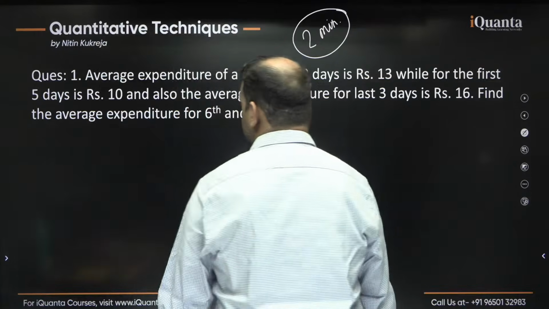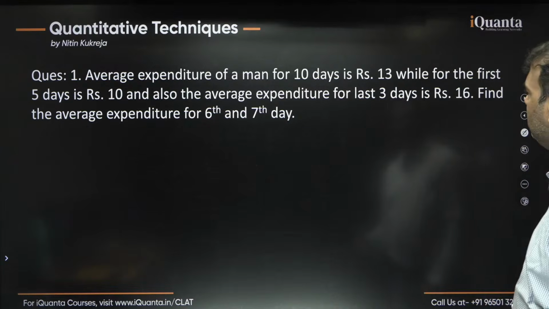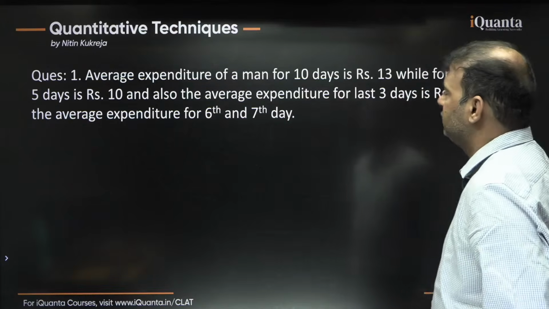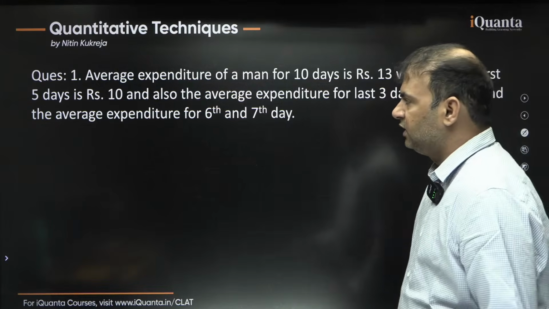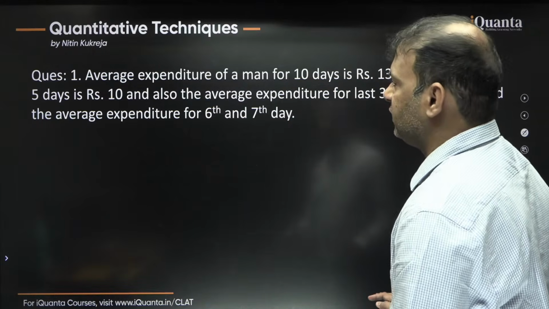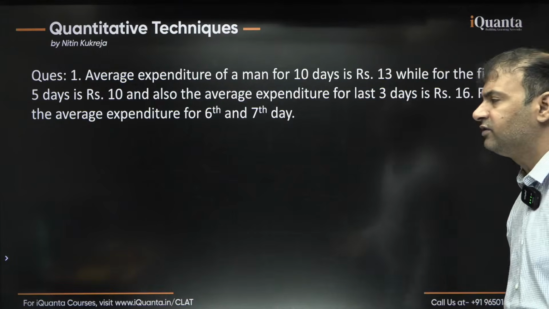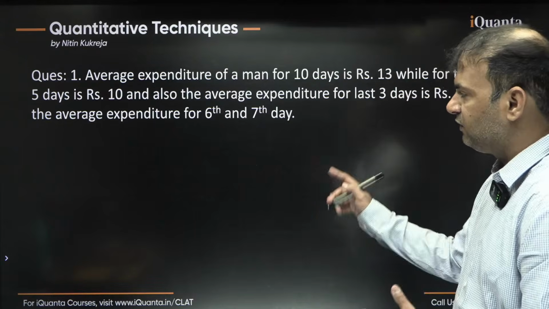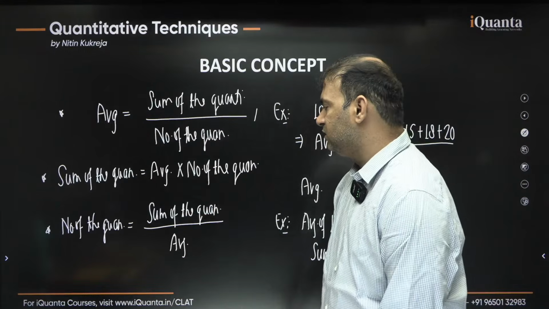The question says that the average expenditure of a man for 10 days is rupees 13, while for the first 5 days it is rupees 10 and the average expenditure for the last 3 days is rupees 16. Now find out the average expenditure for the 6th and the 7th day. In this question, what is given? The average expenditure for all the 10 days, and for the first 5 days the average is given, and also for the last 3 days, and we need to find the average expenditure for the 6th and the 7th day. So how can we do that, guys? The basic formula to find the average is the sum of the quantities divided by the number of the quantities.